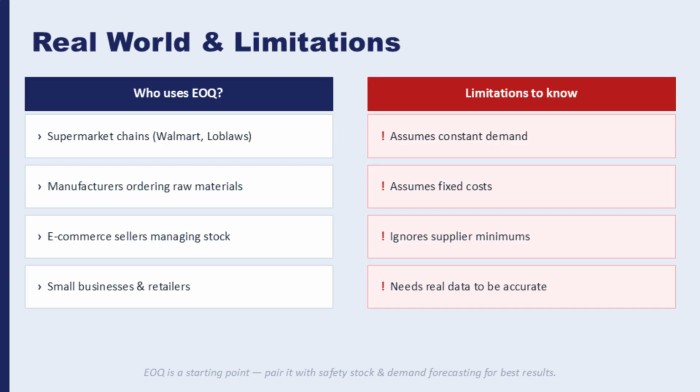Part 5. Limitations of EOQ. Now, to be fair, EOQ is a model, and like all models, it makes some assumptions. It assumes demand is constant, meaning you sell the same amount every month. But in real life, demand fluctuates. You might sell way more coffee in winter than summer. It also assumes ordering and holding costs stay fixed. In reality, suppliers change prices, shipping rates go up, and storage costs vary. So EOQ gives you a great starting point, but smart businesses pair it with safety stock, demand forecasting, and regular reviews. We'll cover those topics in future videos.